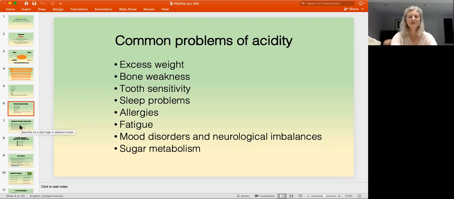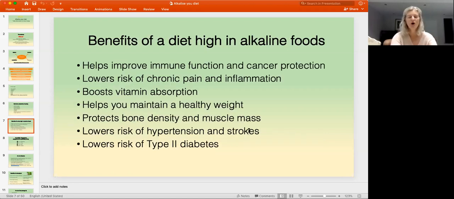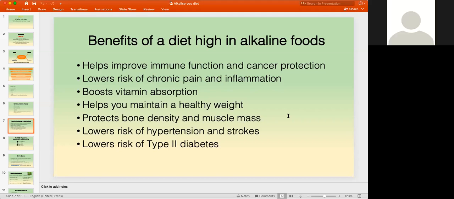So that's just some of the common problems of being too acidic, from our diet and the things we drink, because that's also important. Benefits of a diet high in alkaline foods: it's going to help to improve our immune function, which obviously we all need all the time, but particularly at the moment with the problems around us.